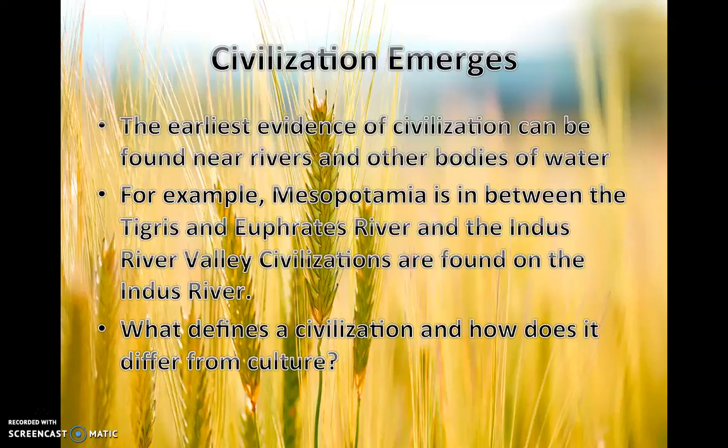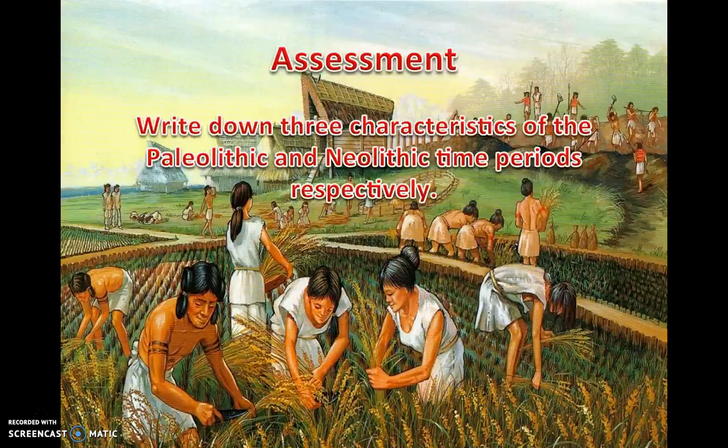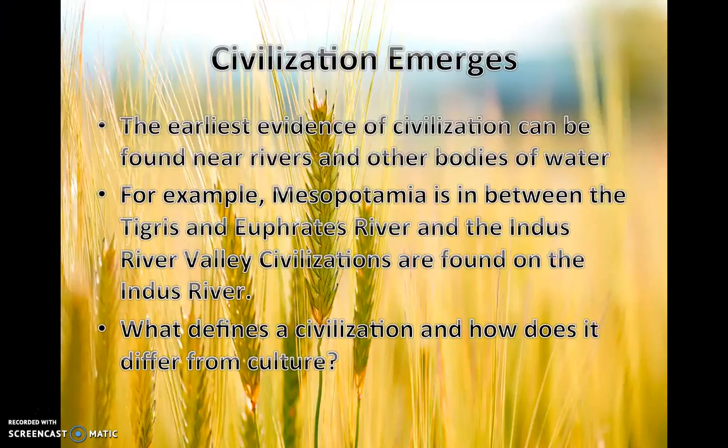So the question becomes, what defines a civilization and how does it differ from culture? Because people fall into the trap of almost using the words synonymously when in fact that's not the case. You see, culture more falls under the umbrella of civilization in a way, because you have this idea of maybe arts and so on. A civilization you could look at more objectively.